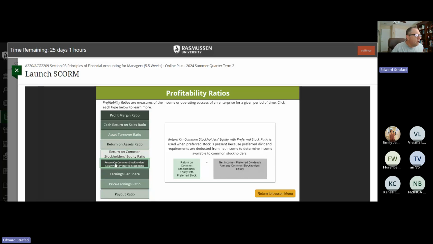And then I have my return on common shareholders' equity, which is my net income minus whatever preferred dividends, because those are fixed expenses, over my average equity. So all we did here is take out preferred dividends, because those are dividends I have to pay.